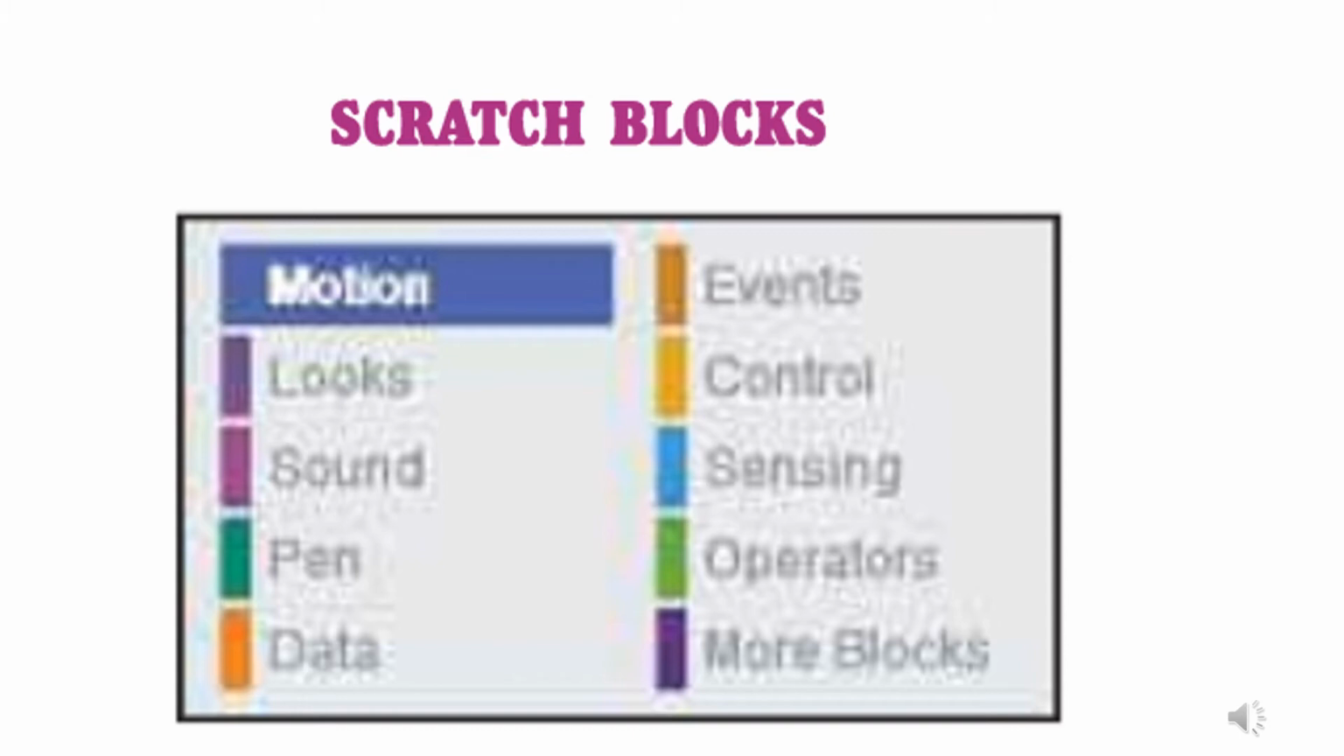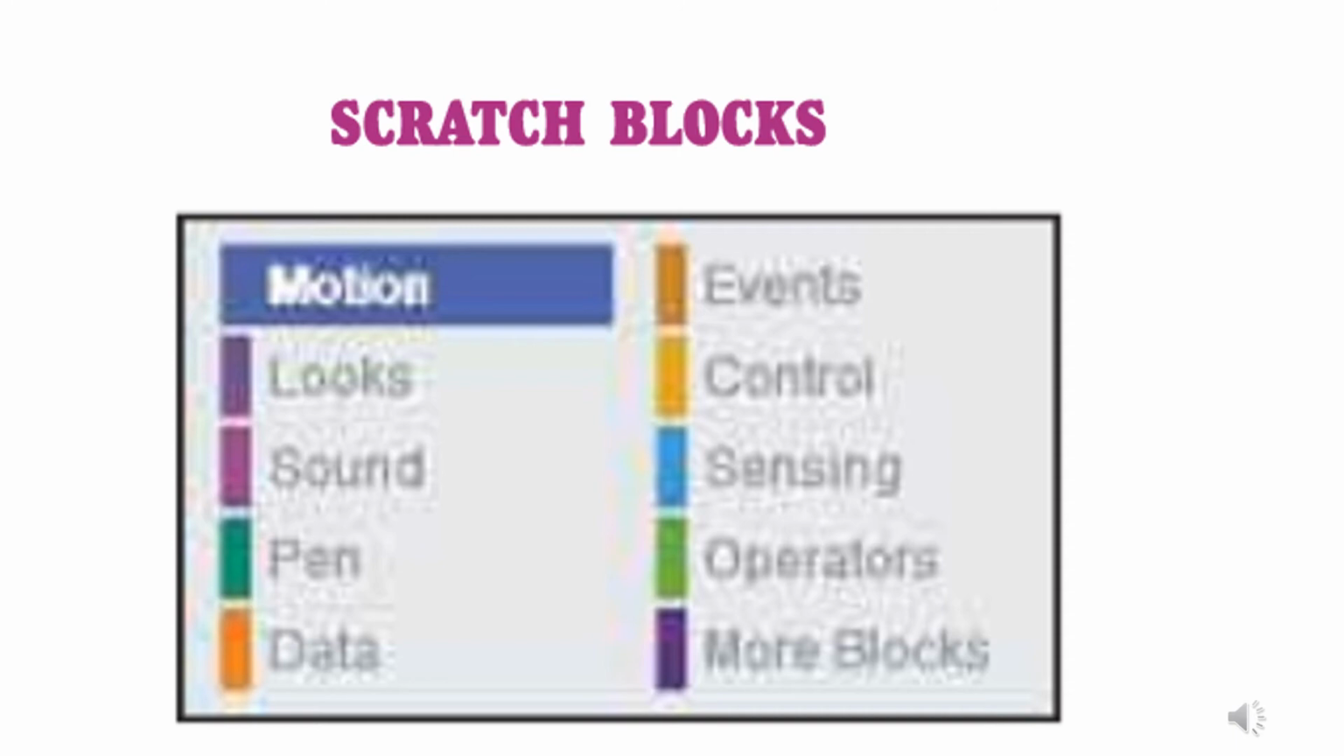Next we have the Looks block. The Looks block is used to change the look of your sprite, or you can change the background appearance, and we can even write text on the stage. Next we have Sound. It is used to control the playback and the volume of the musical notes and audio files which we are using in our animation.